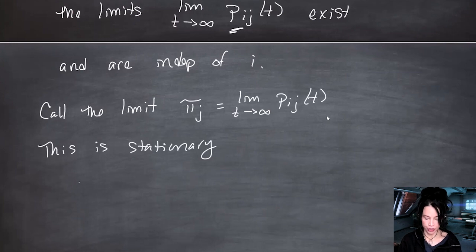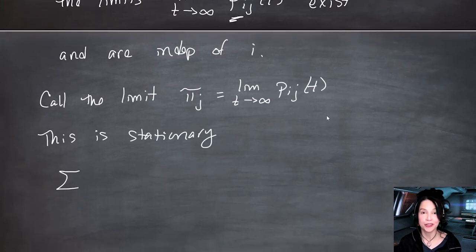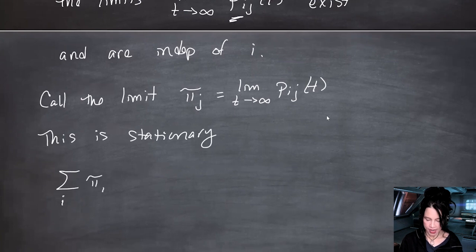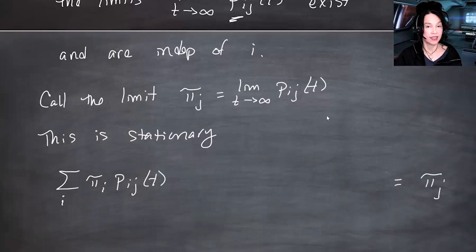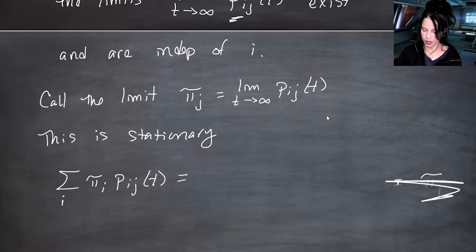Let's look at our new version of the stationary equation. I'm going to start with the right side. I'm going to sum over all i, pi_i p_ij(t). And what I would like to see is pi_j, if it's going to be stationary. So I'm going to replace pi_i with its definition, this limit.